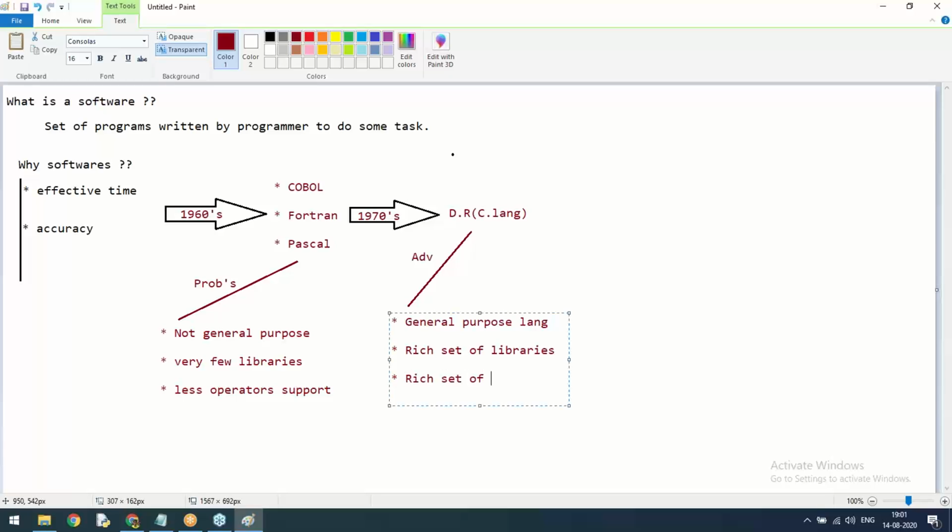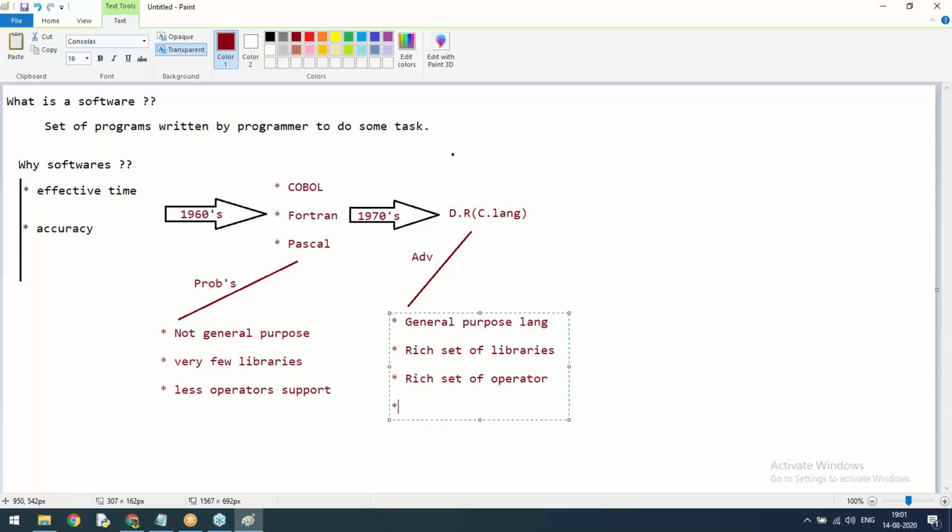Then he provides a rich set of operators. Your binary operator, unary operator, arithmetic operator, relational, logical, bitwise, shift operator, ternary operator. So many different types of operators are provided. These are some of the advantages.